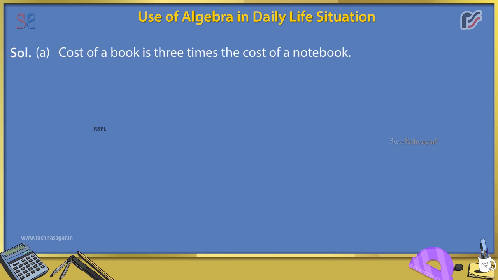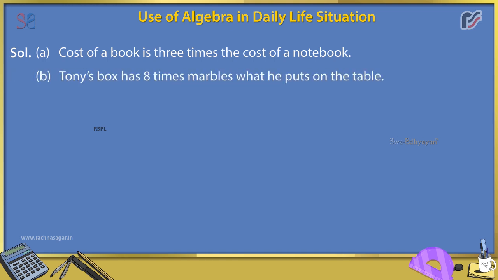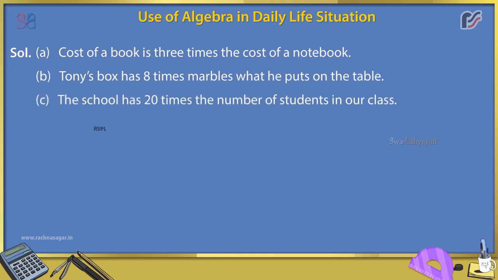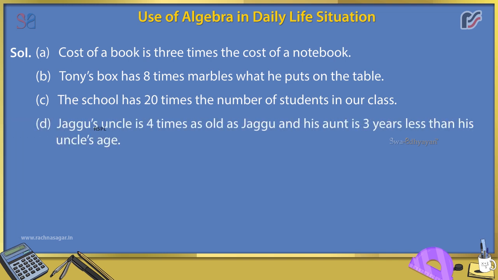Solution. A. Cost of a book is 3 times the cost of a notebook. B. Tony's box has 8 times the marbles he puts on the table. C. The school has 20 times the number of students in our class. D. Jaggu's uncle is 4 times as old as Jaggu and his aunt is 3 years less than his uncle's age.